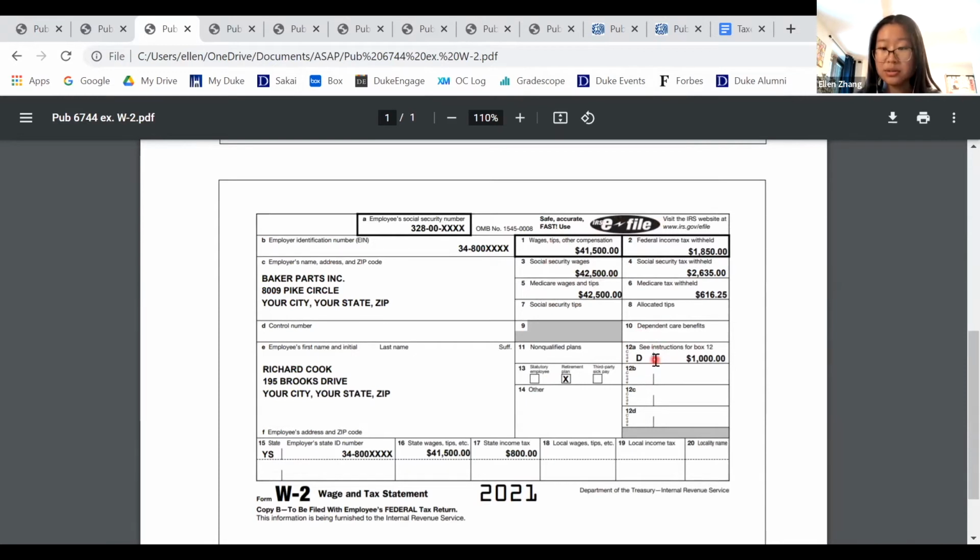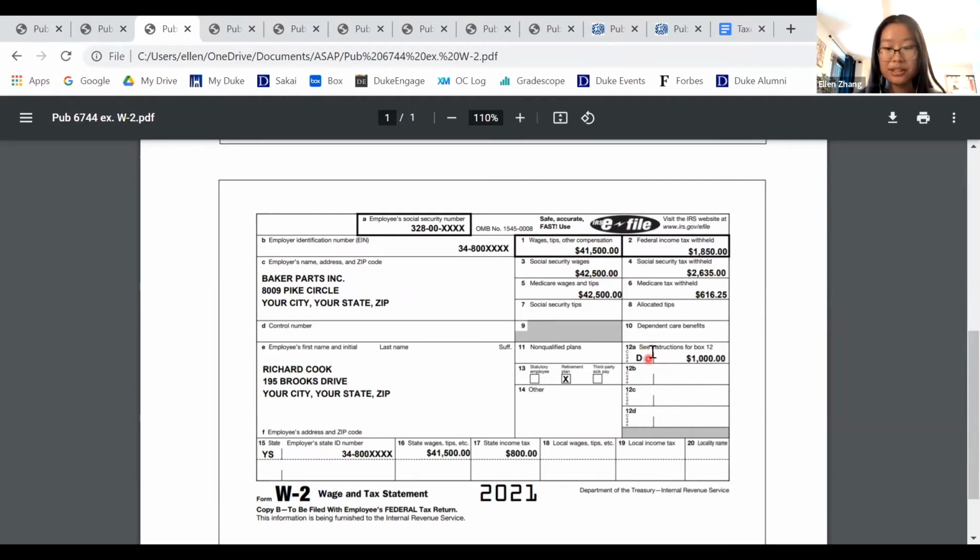we see a new code, code D, which is a voluntary deferral of wages to a 401k of exactly $1,000. And that's why boxes 3 and 5 are exactly $1,000 greater than box 1. So box 1 is all the wages that, in this case, Richard Cook made. And then for his Social Security wages and Medicare wages, we add on his voluntary deferral to his 401k, $1,000, and that changes his Social Security tax withheld and his Medicare tax withheld.